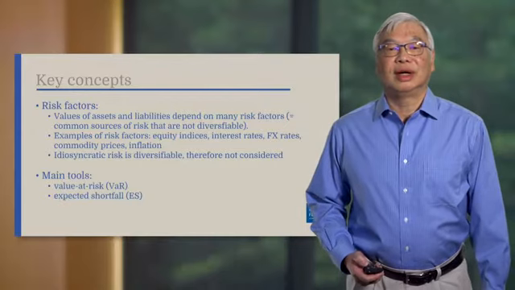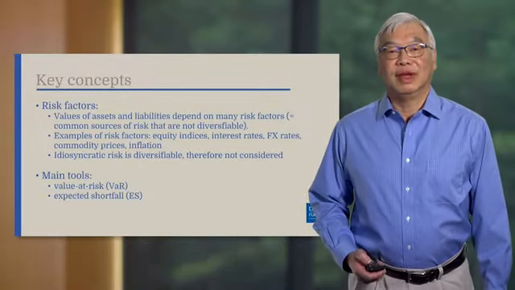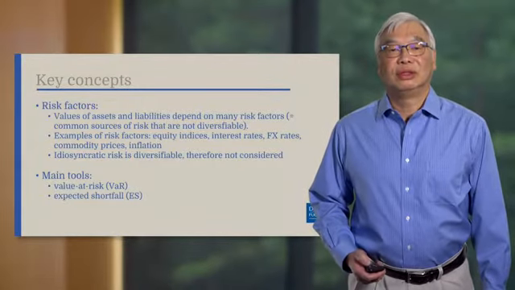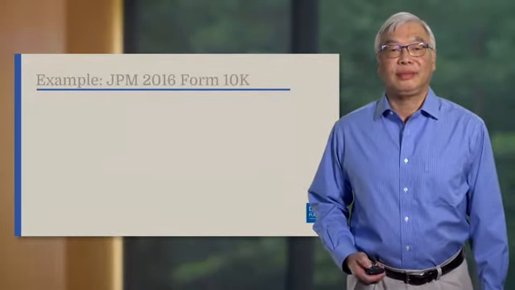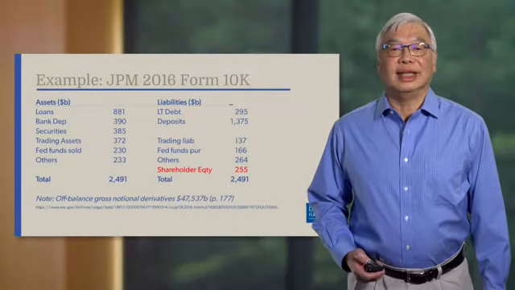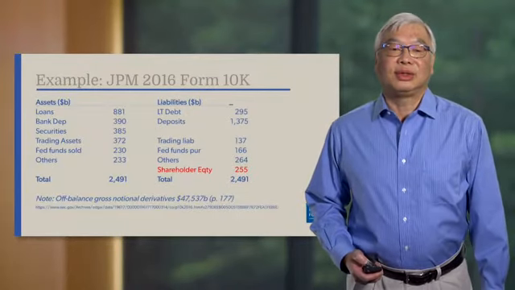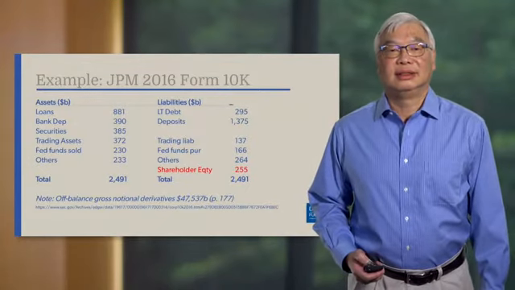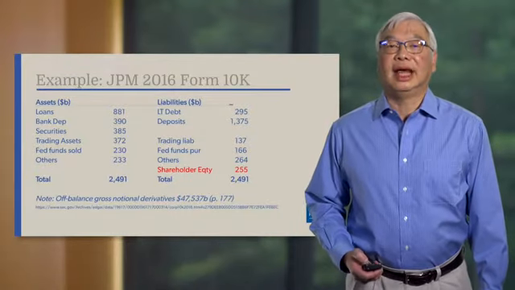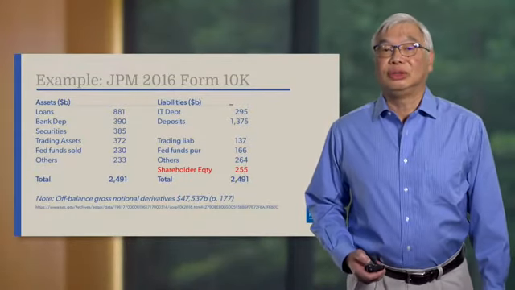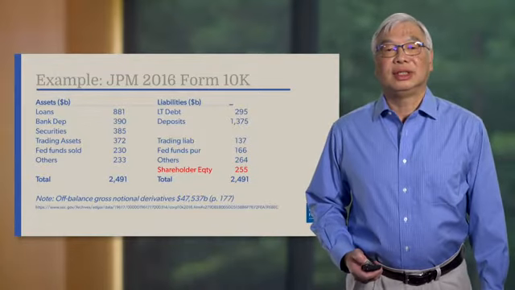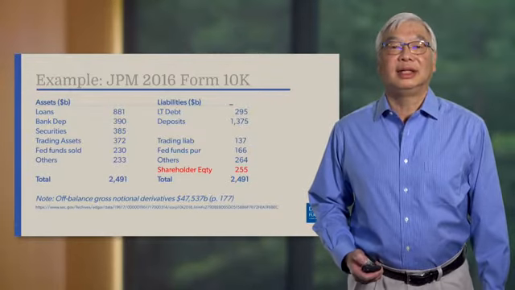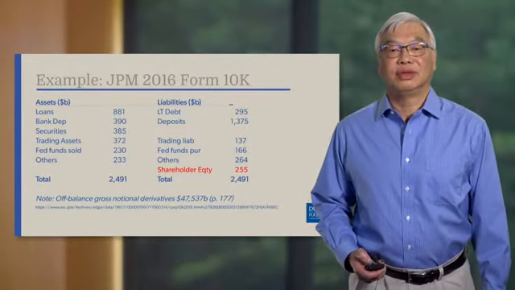The main tools of our analysis will be something called value at risk, or VaR, and expected shortfall of our portfolios. To give you a real-world example of risk management, let me start with the 10-K filing from JP Morgan in 2016. The 10-K is an annual document filed by all U.S. public companies with the Securities and Exchange Commission, or the SEC. It contains detailed financial information about the firm.